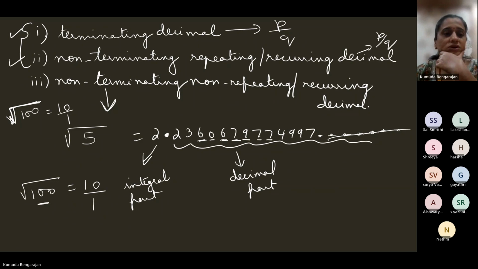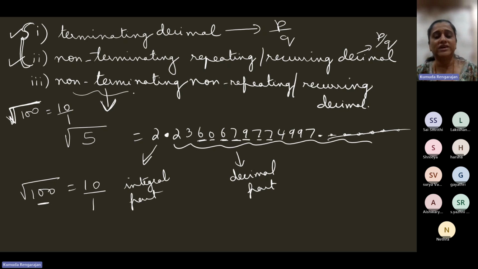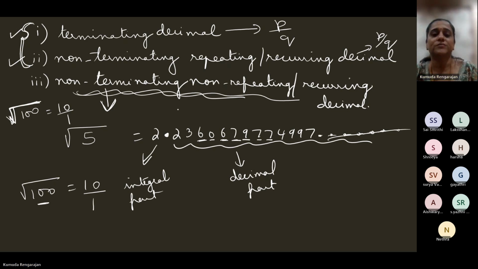So these two decimal expansions are from rational numbers. The third one is from an irrational number. What is an irrational number? An irrational number does not have a p by q form. Numbers that cannot be expressed in the p by q form, where p and q are integers, q not equal to 0, are called irrational numbers.